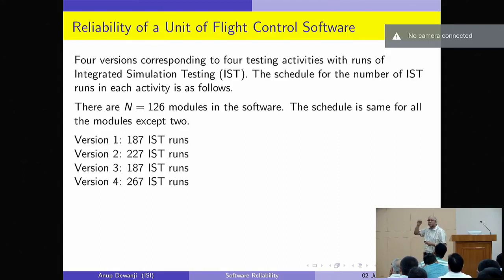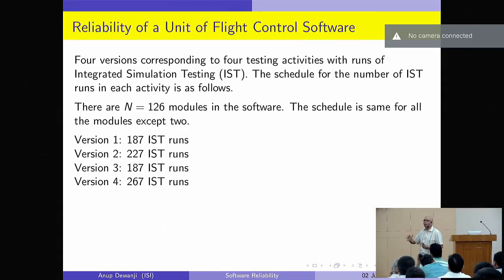And after all this static verification and all these things, they carried out some testing, and they had done it in 4 versions or 4 activities they called. This is the first time I'm talking about modules, but all of us know that software has different modules and all these things. Previous modeling approaches did not take care of this modular structure, and this first version had about 187 integrated simulation runs and so on.